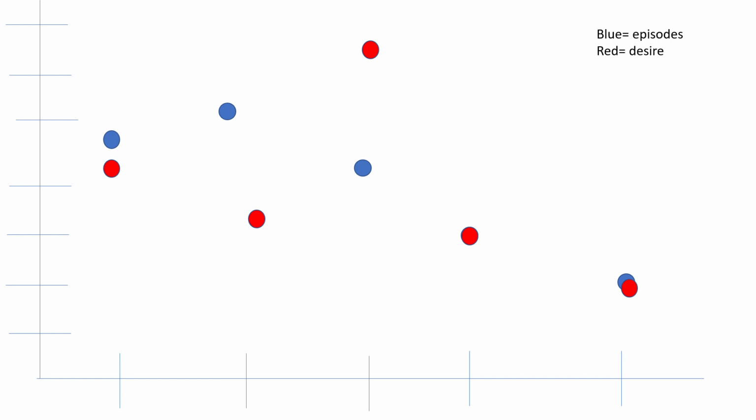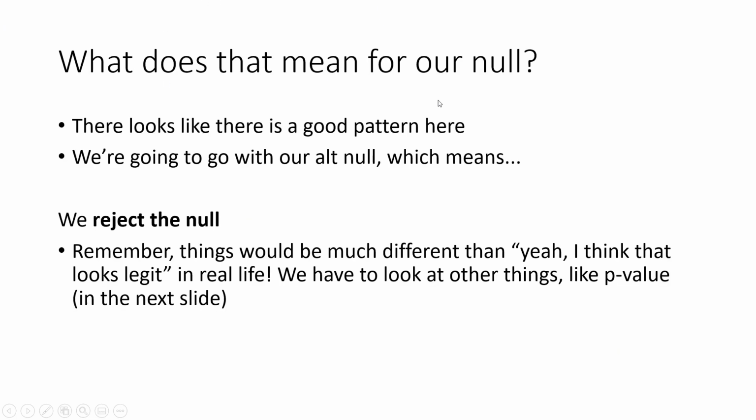But just based off of this, to make it easier, it looks like there's a pretty good pattern here, so we're going with our alternative hypothesis, which means that we reject the null. I put my little side note here: remember, things would be much different, but I think that looks legit. We have to look at other things like p-value, which is coming right up.